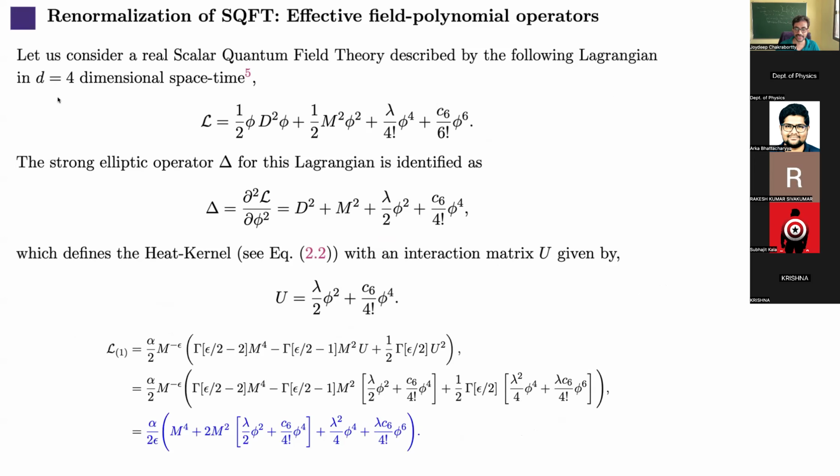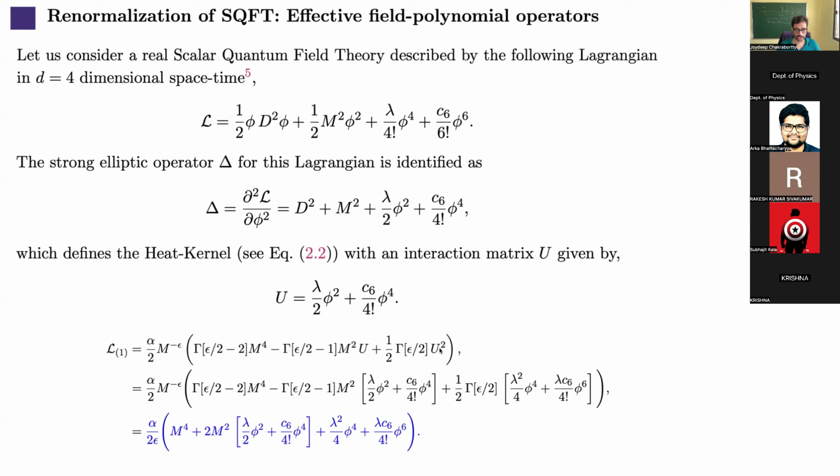So let me demonstrate with the simplest example. I think that will be helpful. So let's consider scalar field theory in 4 space-time dimensions in this particular form. So you can see I am not truncating my Lagrangian at phi 4, but I am also extending my Lagrangian to the phi 6 operator. That means I'm interested in calculating the higher-dimension operator running also. So then my Delta, this strongly elliptic operator, is basically del squared plus U. If I take a derivative of this Lagrangian with respect to the field twice, that is my U. And then from my given formula, that big formula that I have written down, from there I get this 1-loop effective action in this particular form.